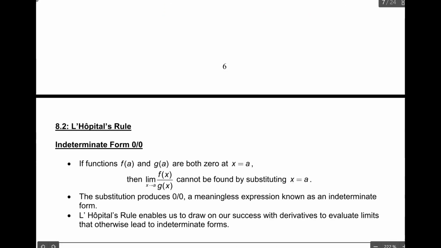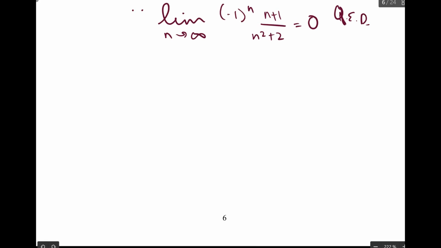Anyway, so that's 8.2. We're going to get through all of 8.2 tomorrow, Friday, yay, 5-minute screencast.